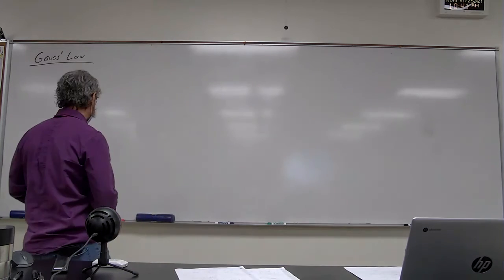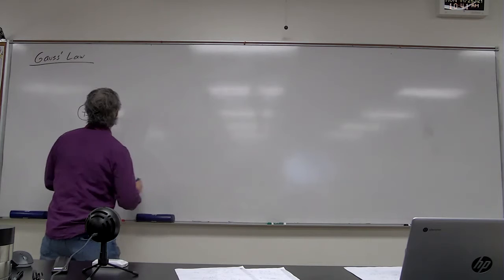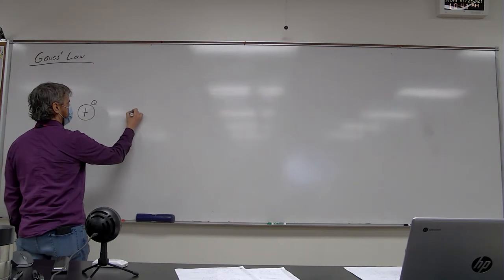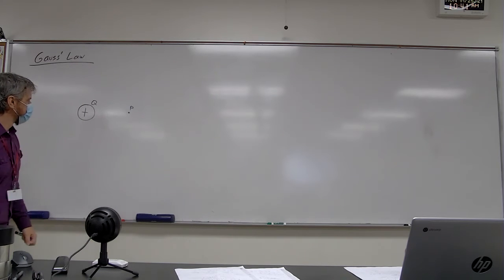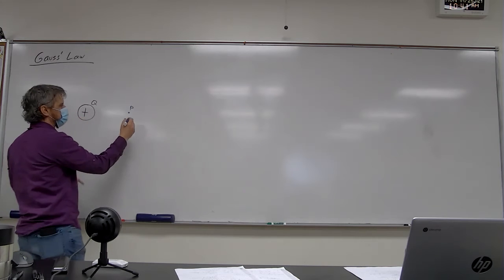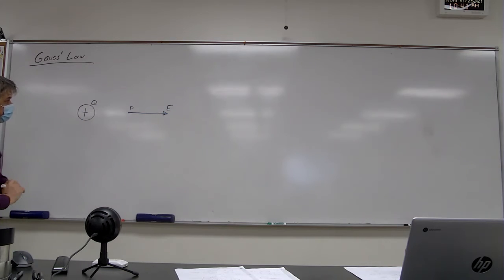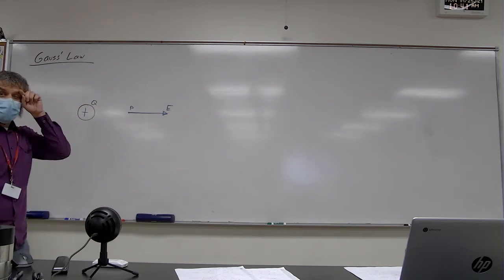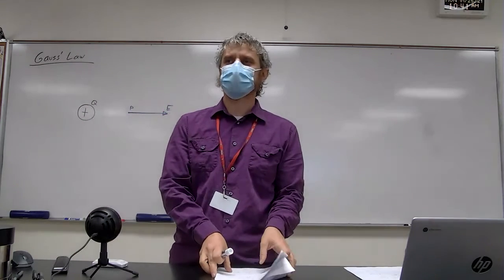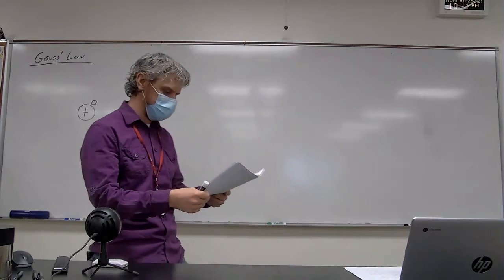And let's say I want to know the electric field at this point P. I know based on this charge and my knowledge of how charges create fields, I have an electric field that points this way, right? At point P. So what we can do in order to easily determine the strengths of electric fields is use what we call Gaussian surfaces.